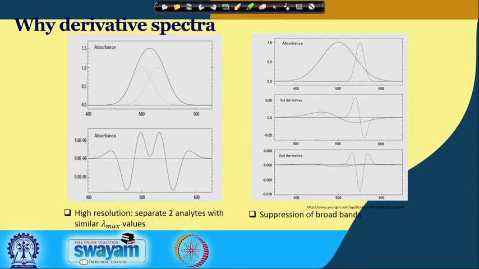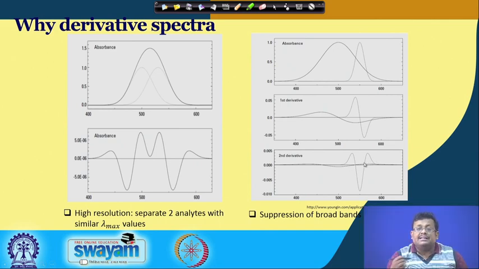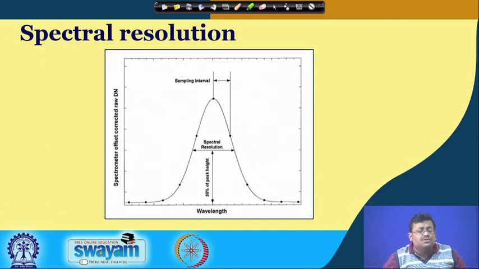Similarly, you can see this broad absorption feature is suppressing these small absorption features. When we go from original absorption to first derivative and second derivative, you can see how these get separated, and how we get much more important information. So, these are some of the reasons why we use spectral pre-processing.